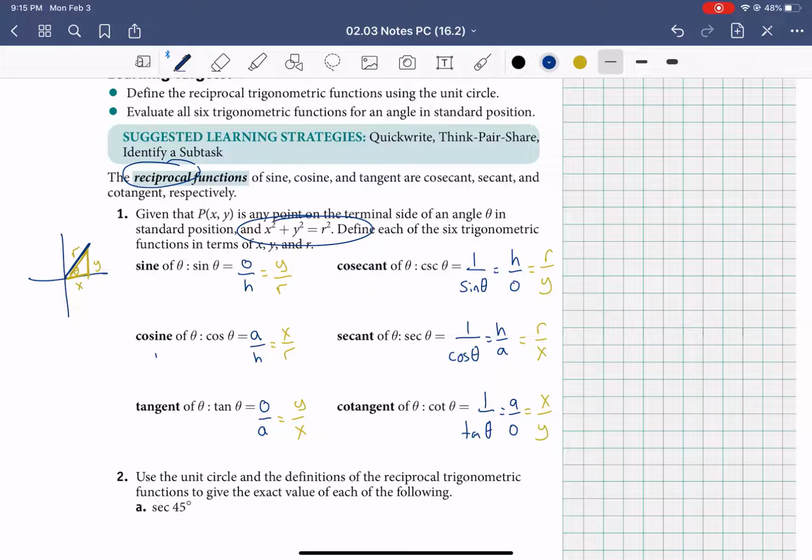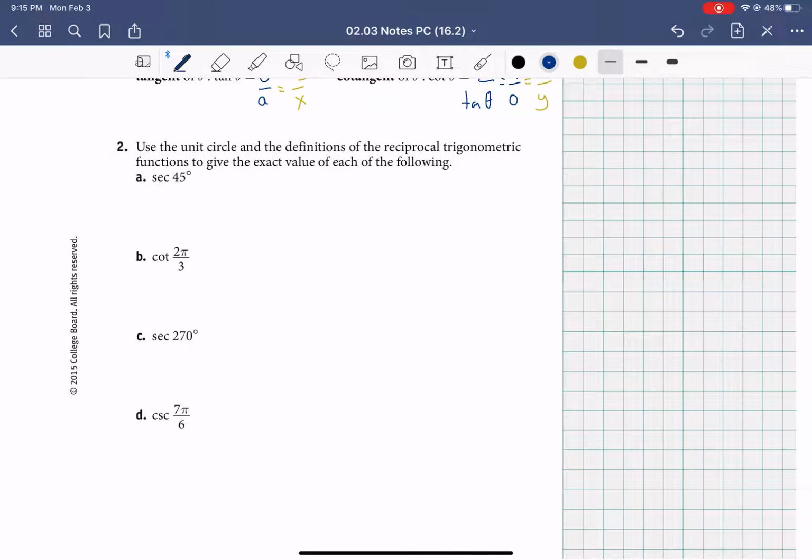So let's actually see what this means for us. We have these angles, and it's saying use the unit circle to find the value of this. So secant, we said secant is the reciprocal function of cosine, but we actually have our degree here. So we could do it that way, right? We have our unit circle, we have 45 degrees. The values here are square root 2 over 2, square root 2 over 2. We know that cosine is our x value, so we have 1 over square root 2 over 2.